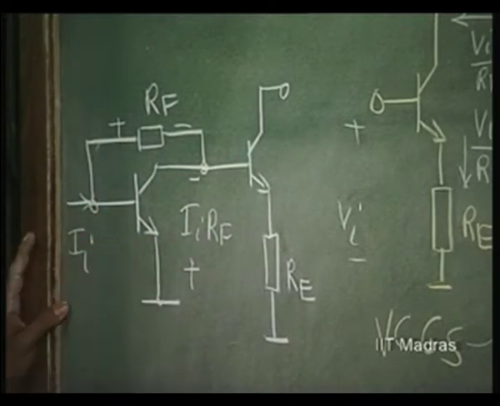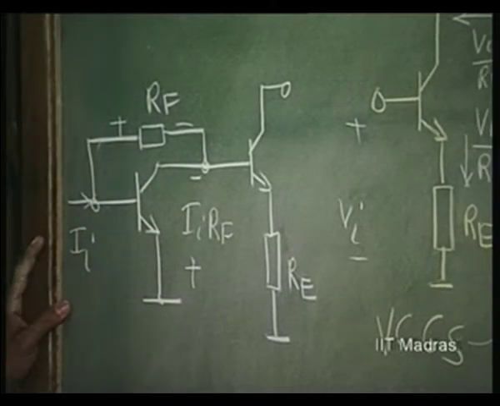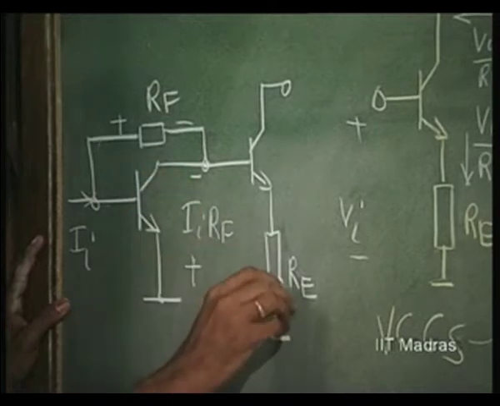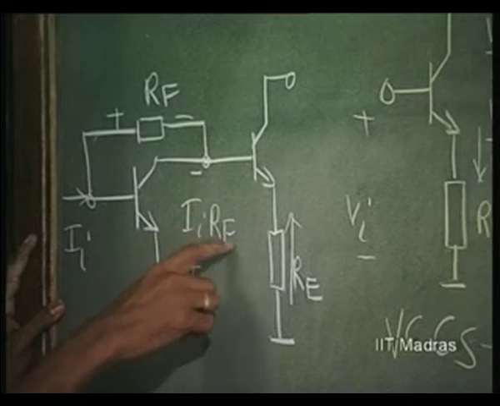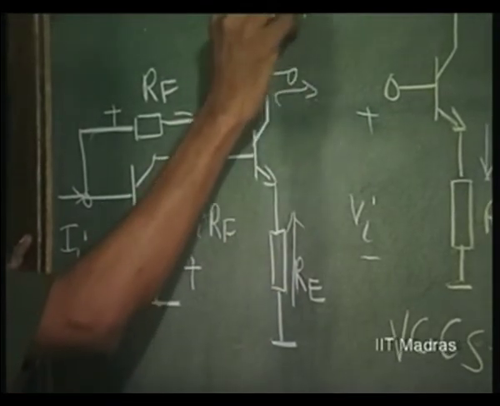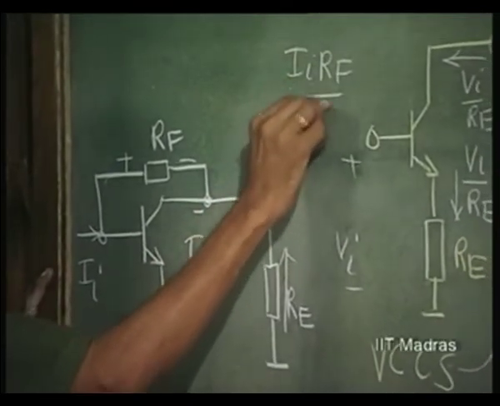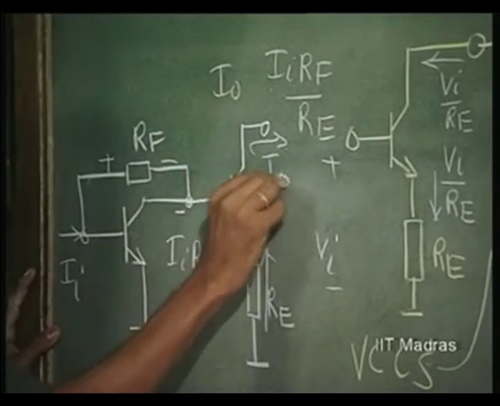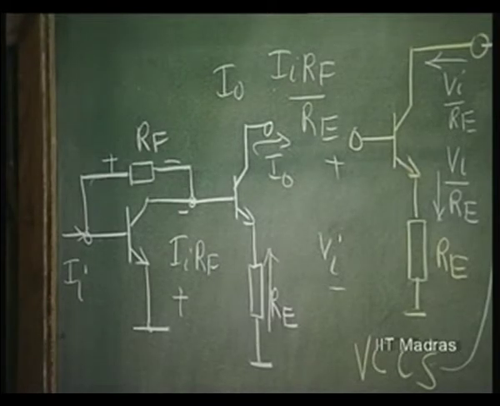This voltage is very nearly 0, right. So, the output voltage is I into R F and this is going to result in, this is plus and that is minus. So, a current in this direction of I R F divided by R E. So, the current will come out I R F divided by R E. So, output current is going to be I R F by R E.